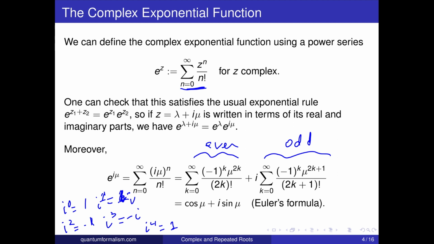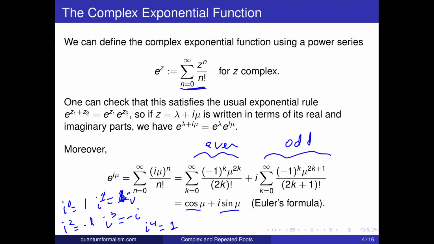Anyway, these two power series are the Taylor series for cosine of mu and sine of mu, right? This even one with the mu to the 2k is cosine of mu, and this odd one with mu to the 2k plus 1 is sine of mu, and we have this i out in front because that's the one coming from the odd powers of i to the n. Okay, so this is what's called Euler's formula. We've figured out how to write e to the i mu in terms of functions we recognize, right?